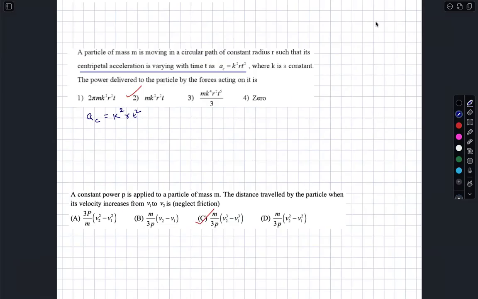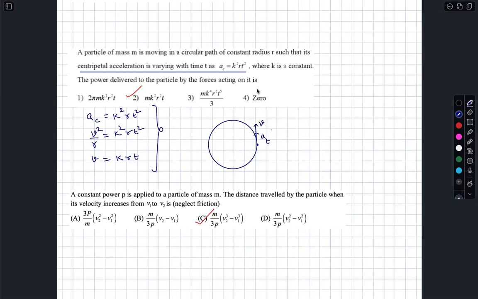Now this is how we'll run the show. a_c = k² r t². What is centripetal acceleration? Centripetal acceleration is v squared by r, which is k² r t², which means v is k r t. Remember, in this circular motion, you need to notice that the speed also increases with time, which means this is how velocity is, and this is how the tangential acceleration is.